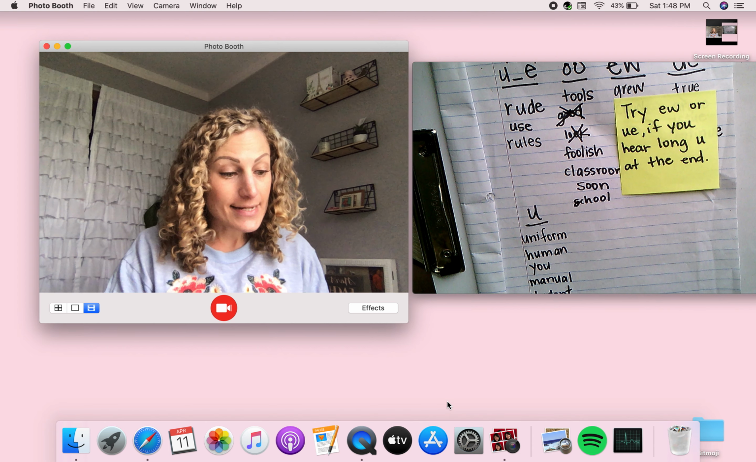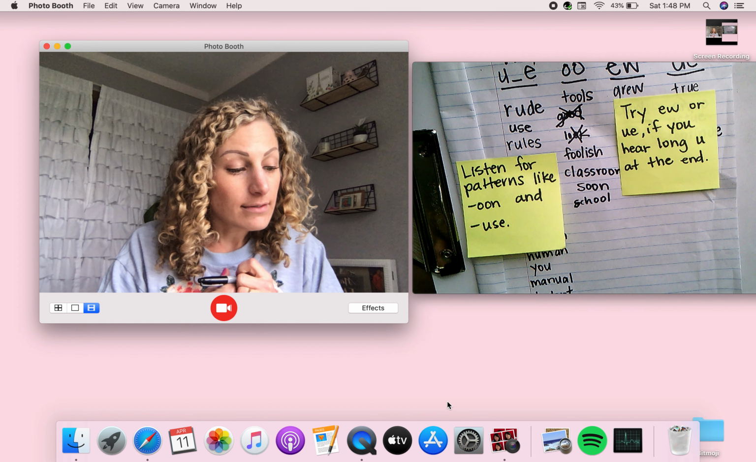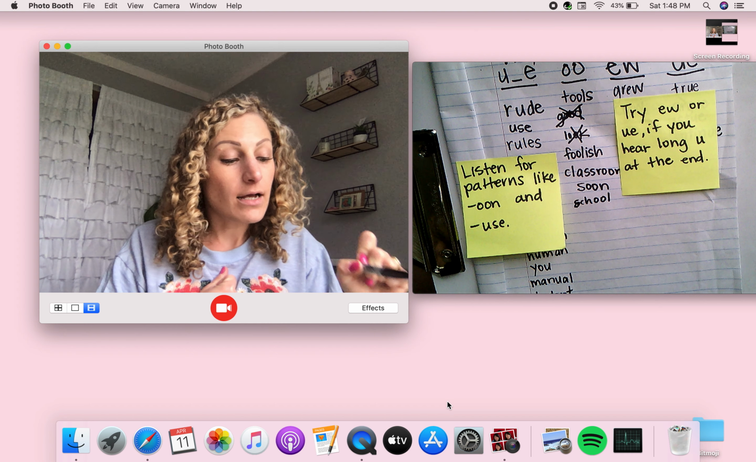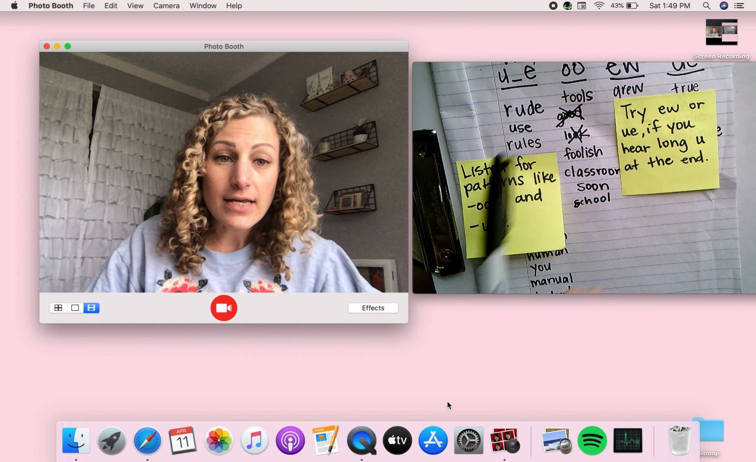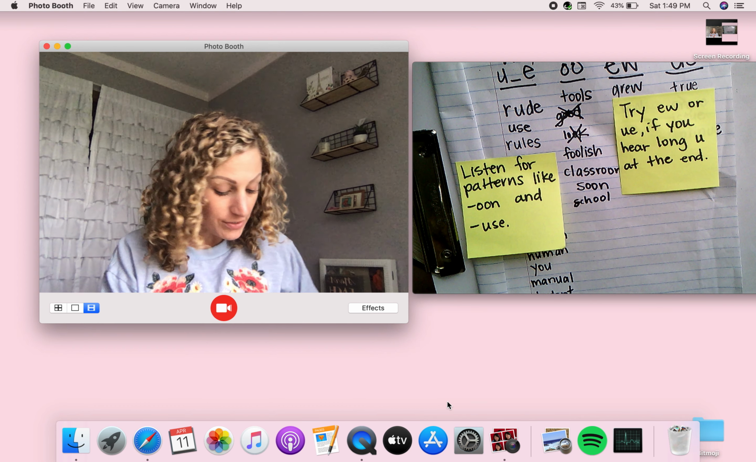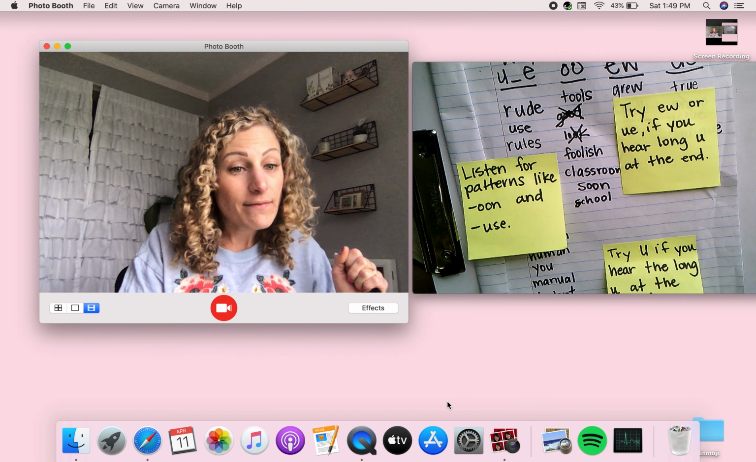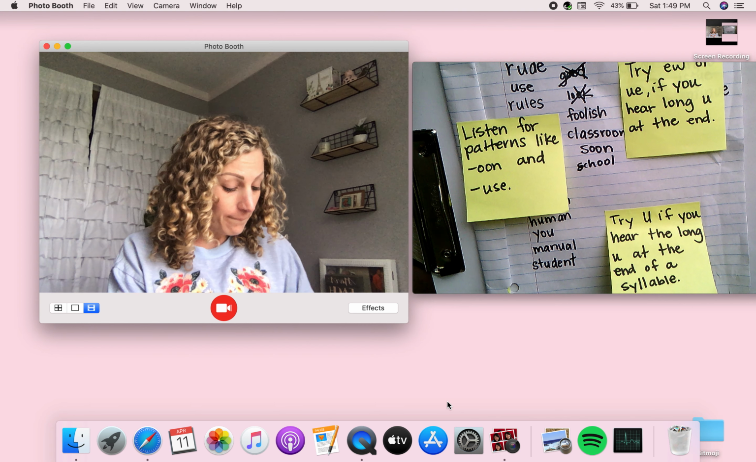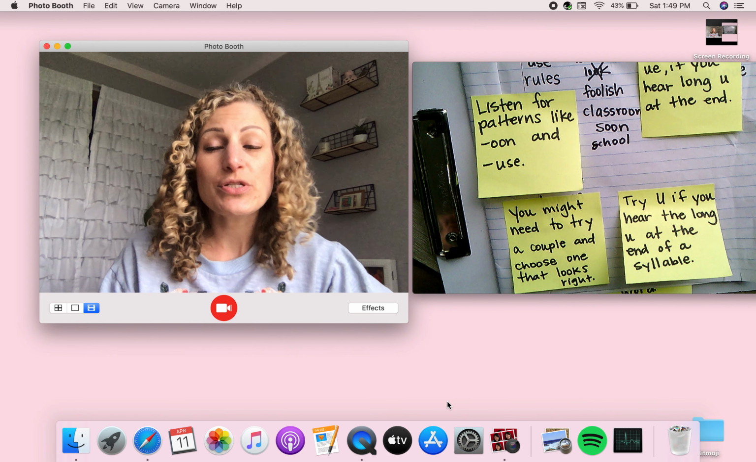I also noticed some patterns. Ool, school, use, refuse, confuse. You can look for patterns, and all you would have to do is change the first sound. Patterns are something great to look for. If you hear it at the end of a syllable, you can try U in the word instead of O. And of course, you might need to try a couple and choose the one that looks right.